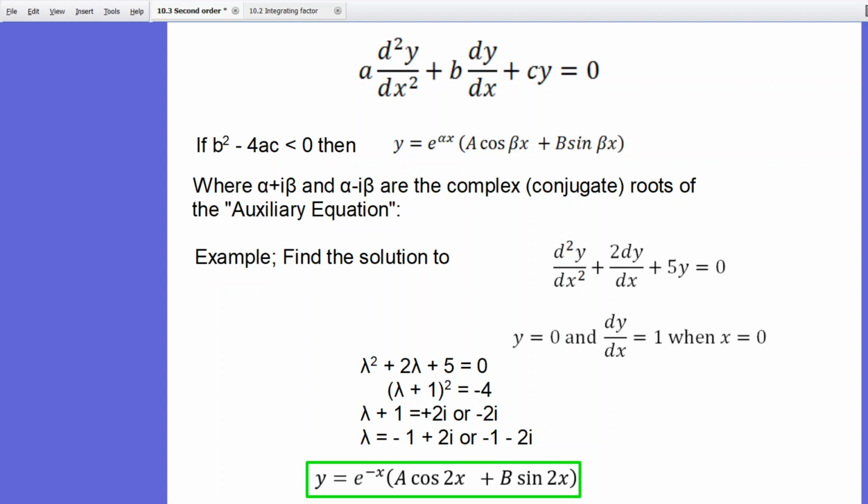Let's just have a think about that solution. The sines and cosines mean it's oscillating. The e to the minus x means it's going to be decaying with time. So actually, this is a problem of damped simple harmonic motion. Okay, but we've got to now find the particular solution for these boundary conditions.